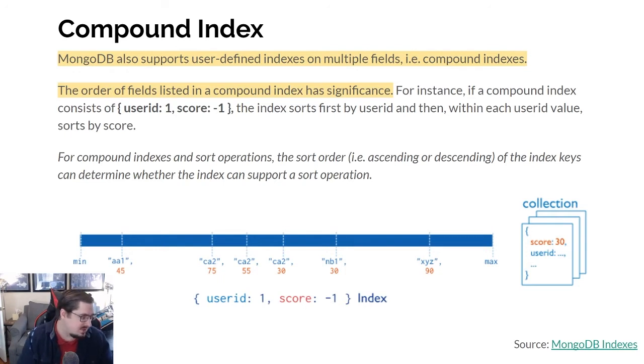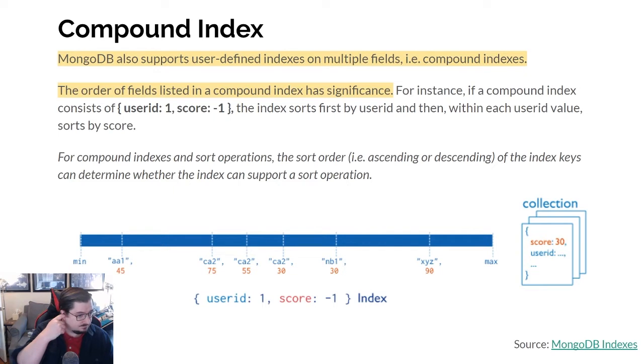But if I change any of those, let's say I sort by both of them ascending, this index isn't going to apply. So the order is a lot more important if you have a compound index, because it can't always use it for sorting purposes.